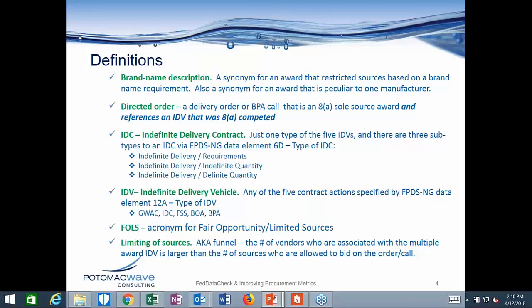So you could have a full and open competition with no set aside and a multiple award Part 8 BPA with, let's say, 30 vendors on the vehicle. And you could set up a small business set aside, and only the small business vendors on that vehicle, let's say 10 of them, would then be eligible to bid on that order call.